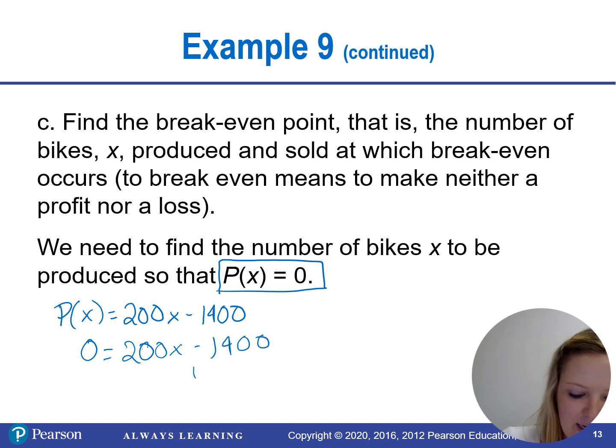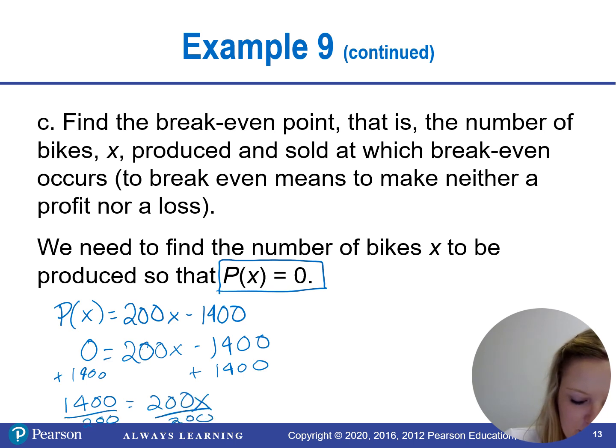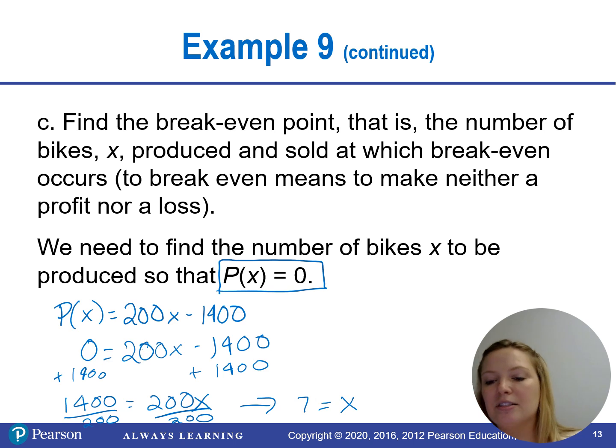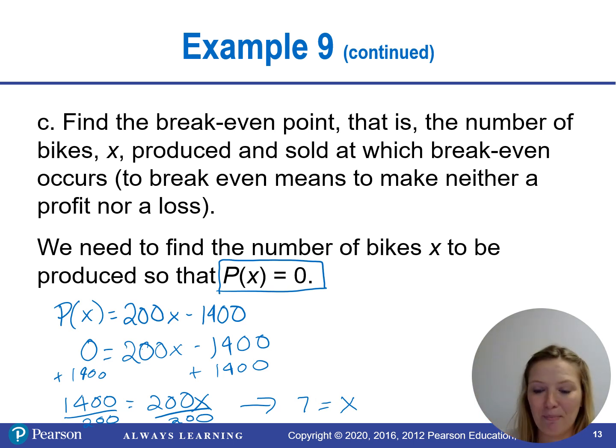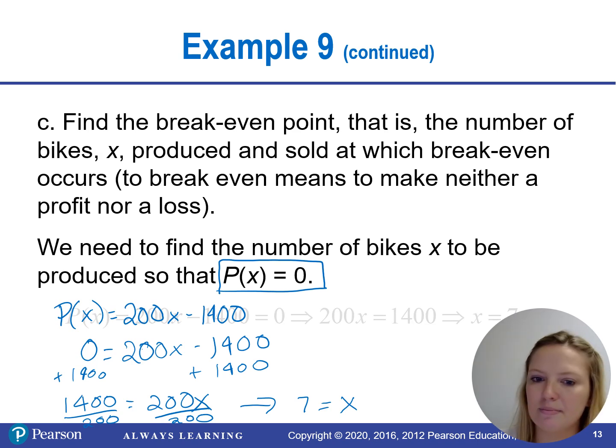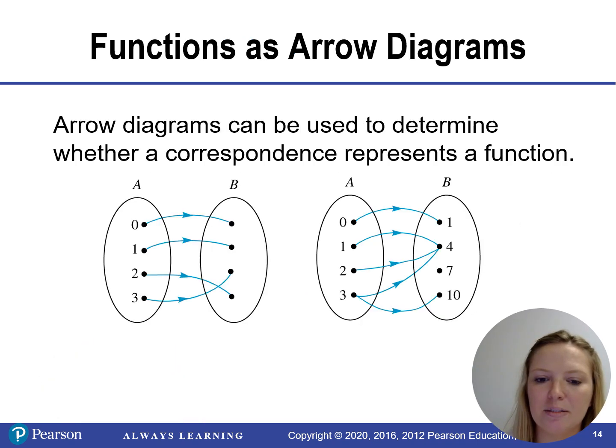So to solve for this, I can add 1,400 to both sides. And I have 1,400 equals 200x. If I divide by 200 on both sides, then I'm left with 7 equals x. So this bike manufacturer has to make and sell at least 7 bikes every day to break even. And this is just the work typed out for us.